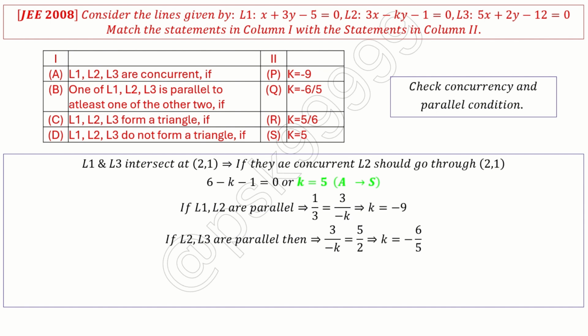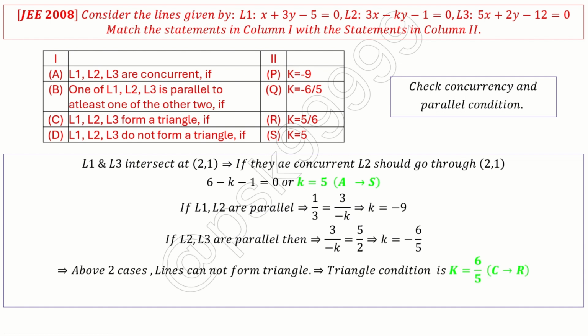L1, L2 and L3, if you take k not equal to 5 and there are no parallel lines, then L1, L2, L3 form a triangle, right? So the condition is nothing but this one, 6 by 5. Okay, 5 by 6 basically, sorry.